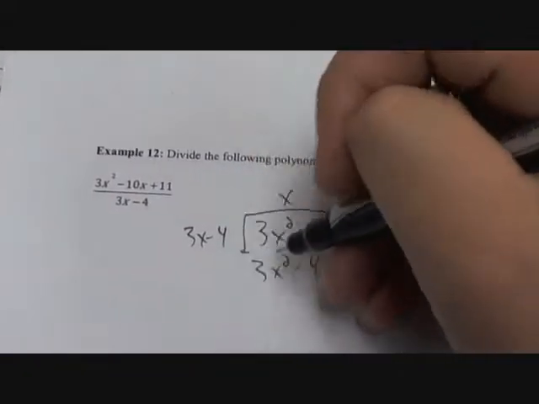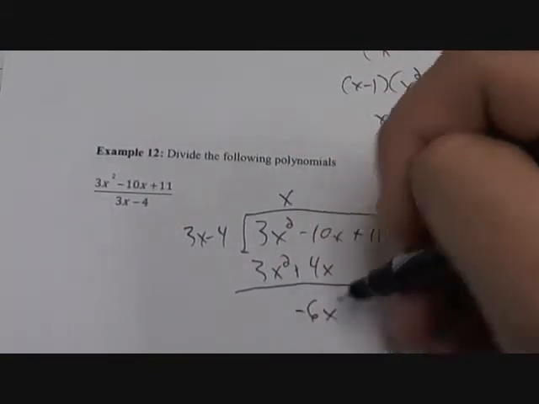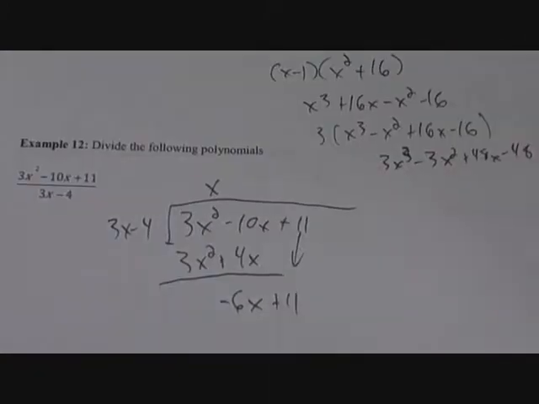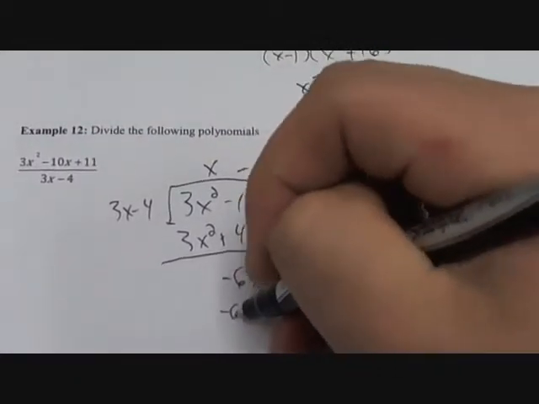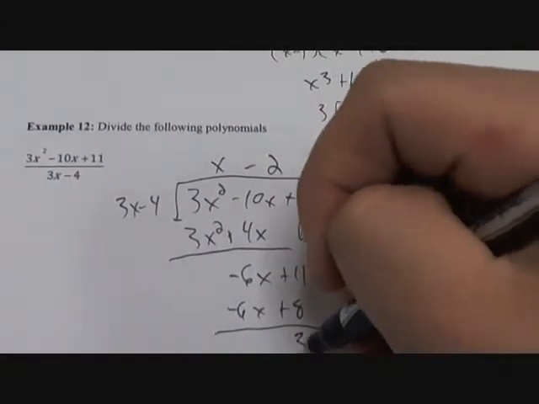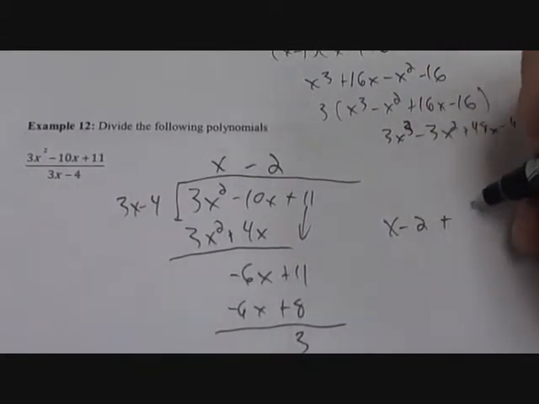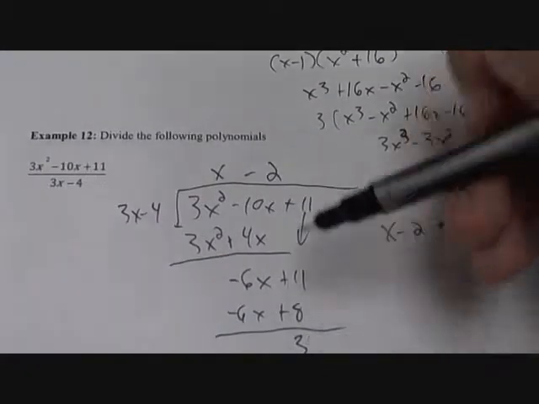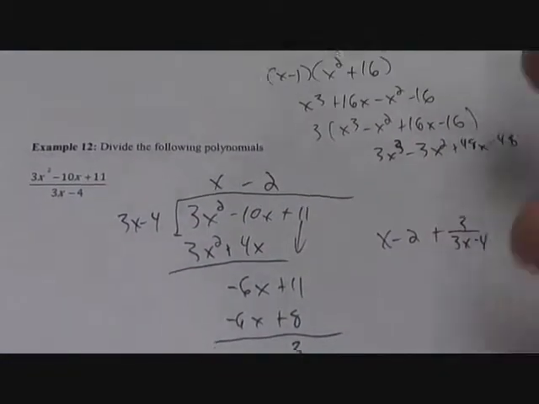So in regular division, you subtract. So you'd be left with negative 6x. Bring down the 11, plus 11. Alright, how do we get 3x to negative 6x? Well, multiply by negative 2. Negative 6x plus 8. So now you subtract, you're left with 3. So the remainder is 3. So it's x minus 2 plus 3 over 3x minus 4. This is how you write your remainder. It's whatever's left over divided by whatever you're dividing it by. So the final answer is x minus 2 plus 3 over 3x minus 4.